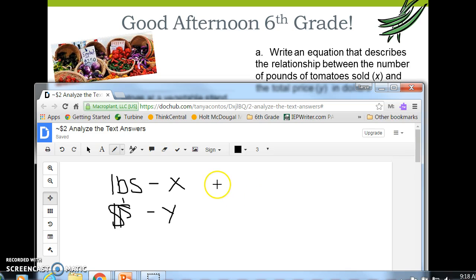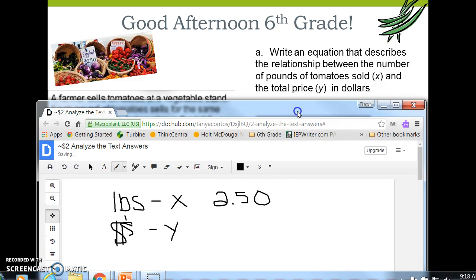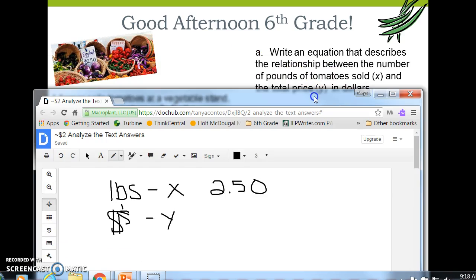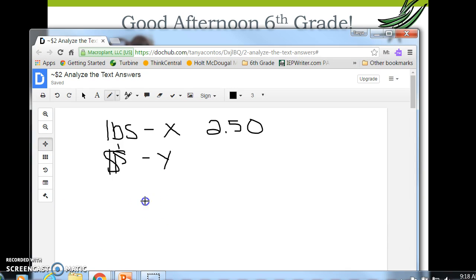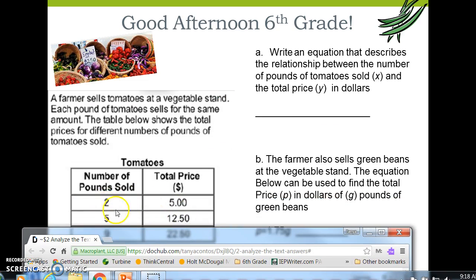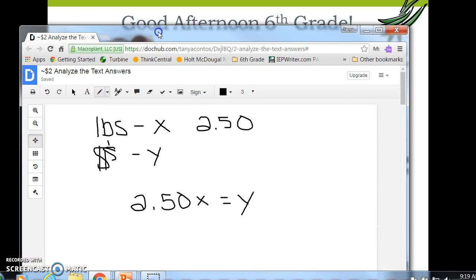Okay, so if each pound of tomatoes is $2.50, how can we then write this equation? It's really quite simple, right? If X is going to stand for the amount of tomatoes sold, can't we just say $2.50 times X, meaning the pounds of tomatoes sold, is going to give us our price Y. So we could test it by going to the table and saying, well, if our equation is correct, then when we plug 2 in here, it should equal $5.